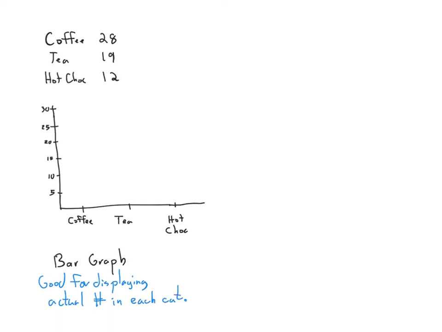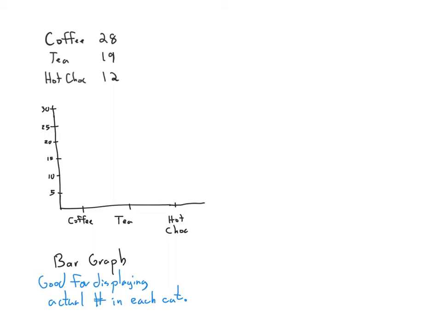And the way you do it is down the bottom here, we are going to have all of our categories. In this case, we have 3 categories, coffee, tea, and hot chocolate. So we're going to space them out as evenly as possible on our x-axis. On our y-axis, we're going to have possible frequencies. Note that I went up in multiples of 5 here.